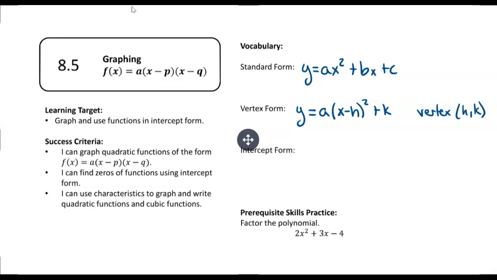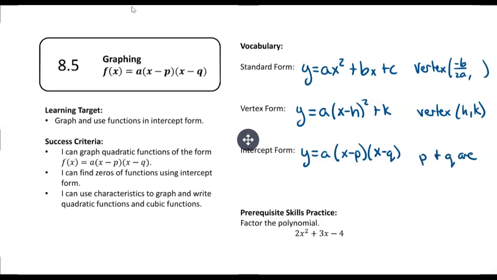Versus on standard form, to find your vertex, you have to do negative b over 2a to find the x value, and then you'll plug that back in to find the y value. So today we're learning intercept form. Intercept form is y equals a, x minus p times x minus q. And p and q are x-intercepts.